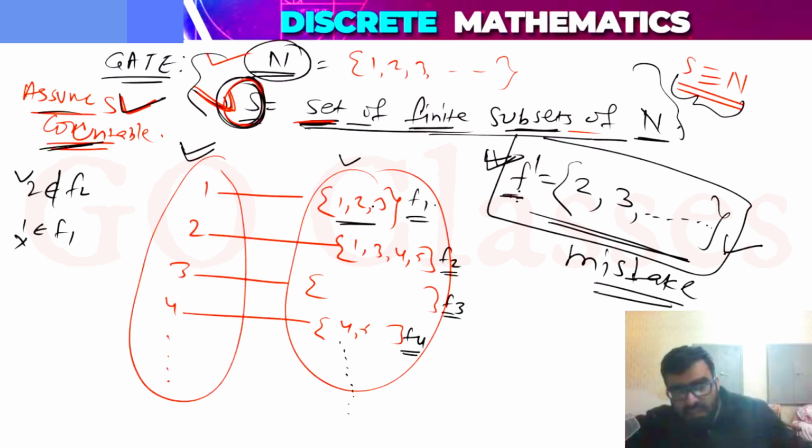Now, actually, this S is countable. Let me prove why this is countable. We will apply the countability lemma. In the last class we saw this countability lemma. This is what I will apply. This is the easiest procedure to prove countability.